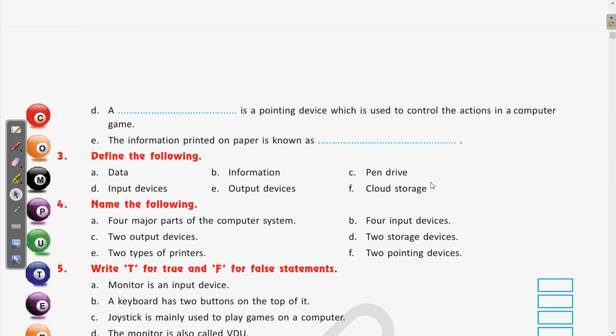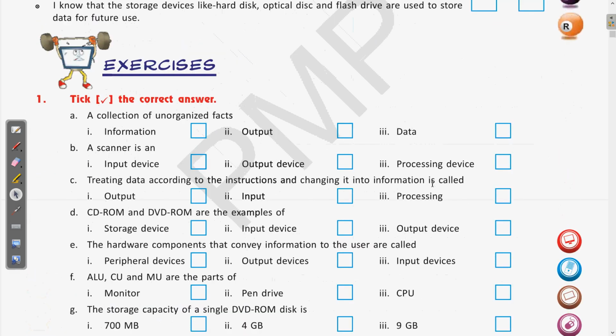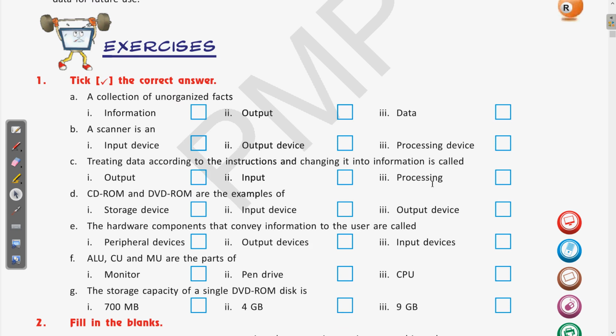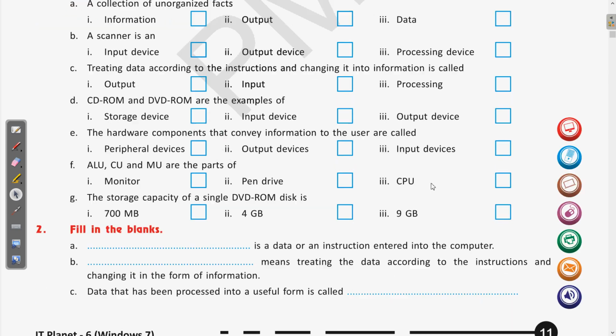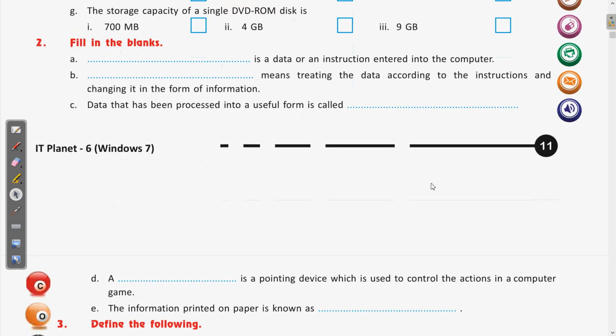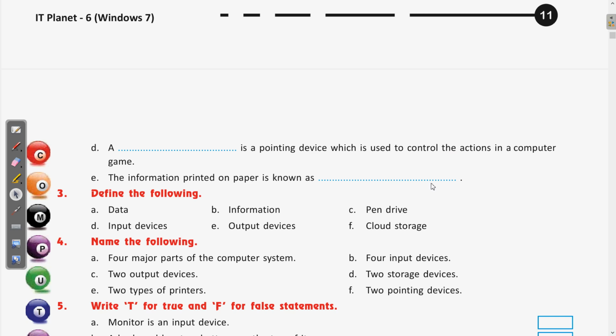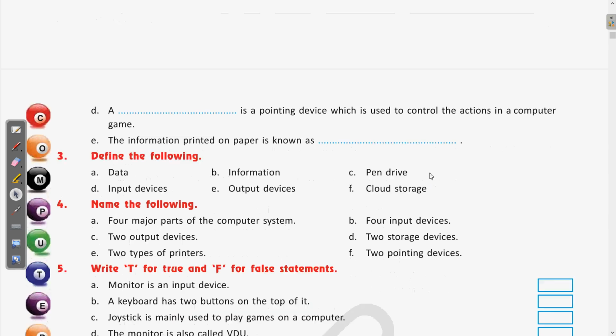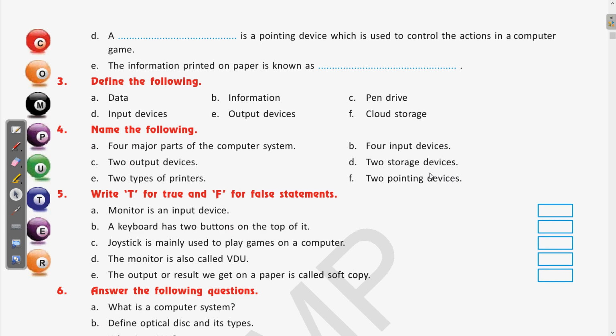In the last class we covered a few of the questions like tick the correct answers, which was completed. Then filling the blanks we have done, and up to define the following questions was discussed in yesterday's class. Today we are going to do question fourth, that is name the following and write true and false. I hope you have done this, and it is very easy also.